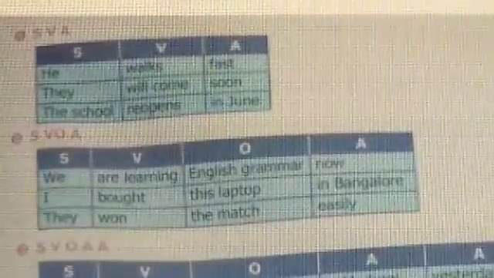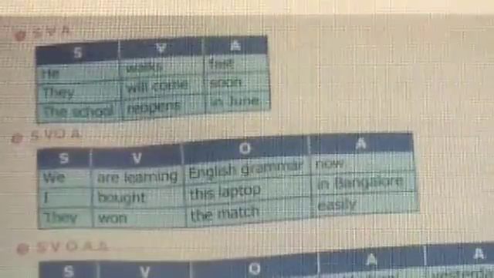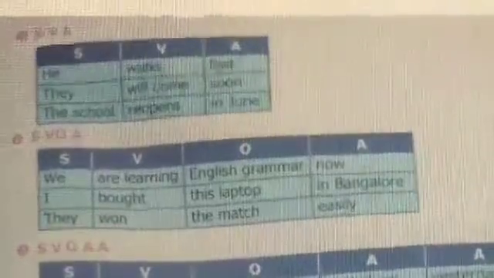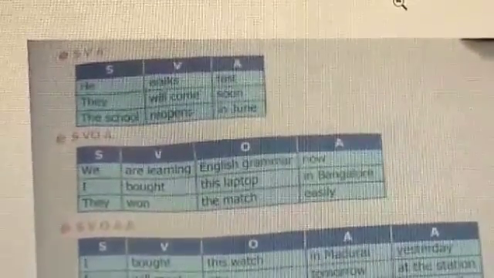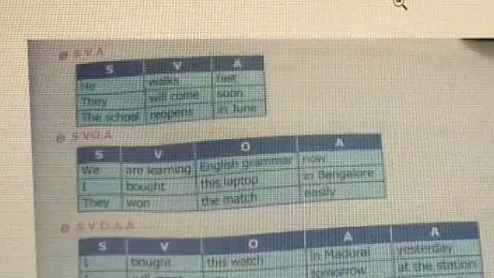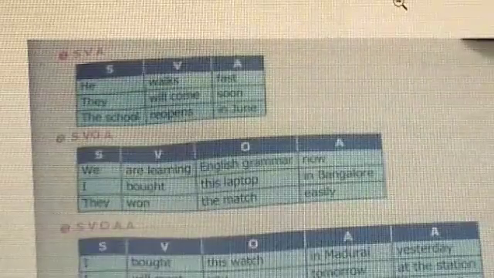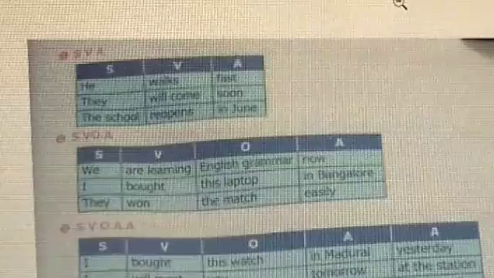SVA. He walks fast. So you ask the question how. So adjunct, he walks fast. He is subject, walks verb, fast adjunct. They will come soon. Okay, it's telling the timing. The school reopens in June. When? So it is SVA.